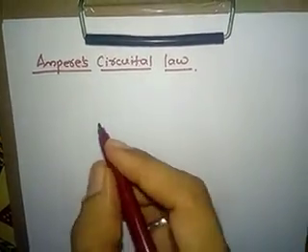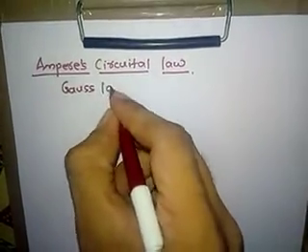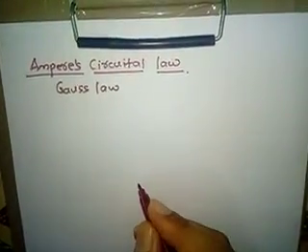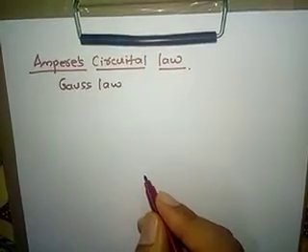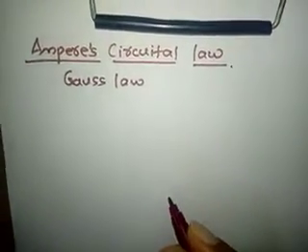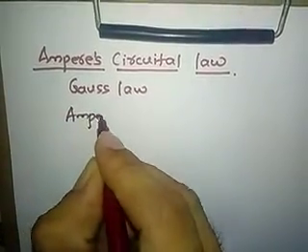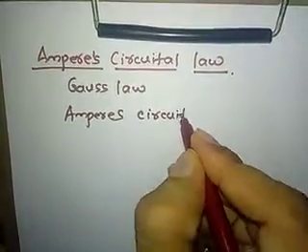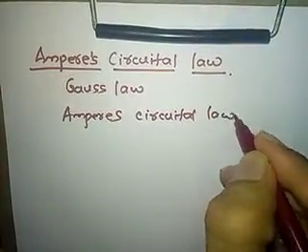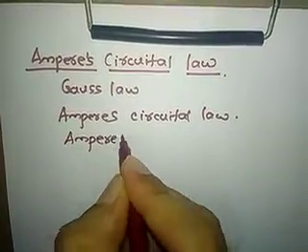In electrostatics, Gauss's law is used to solve many complex problems. Similarly, in magnetostatics, there is a law which is used to solve many complex problems, and it is called Ampere's circuital law, or it is also called Ampere's work law.